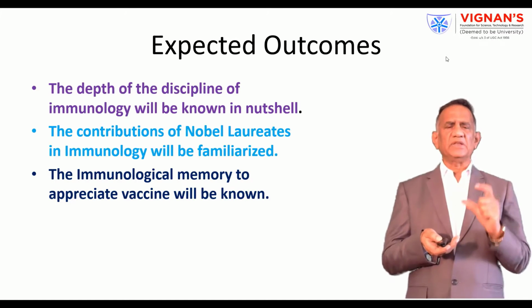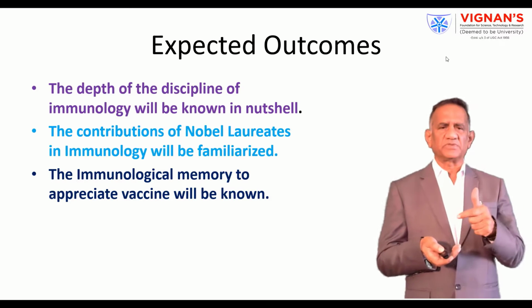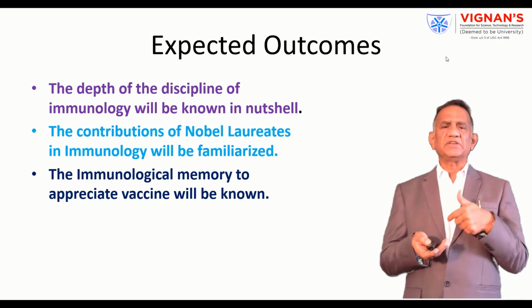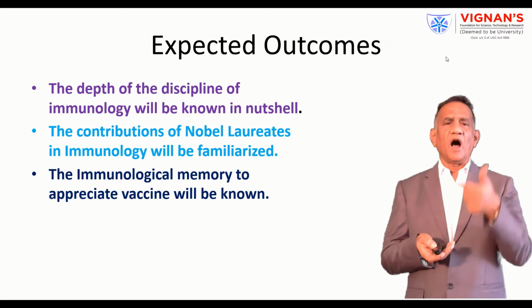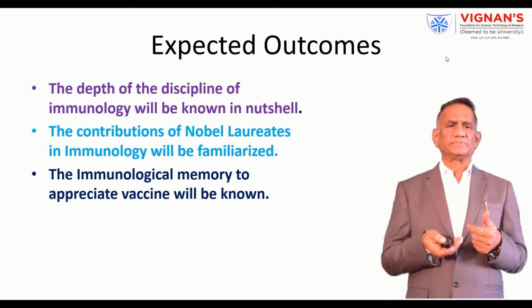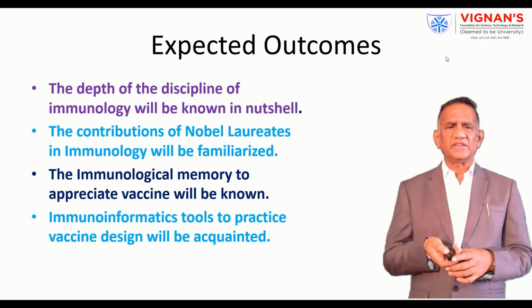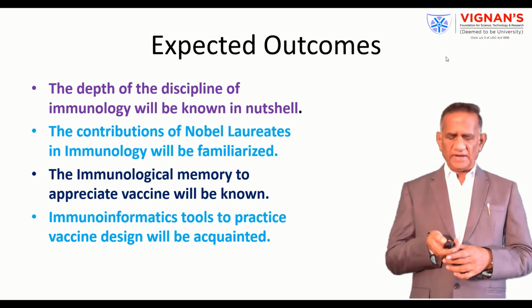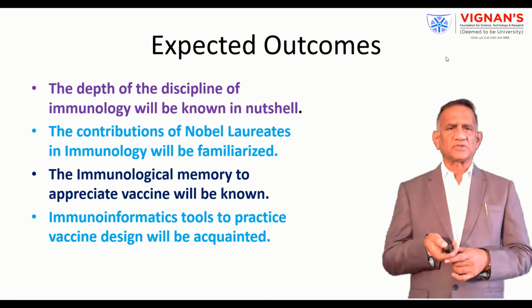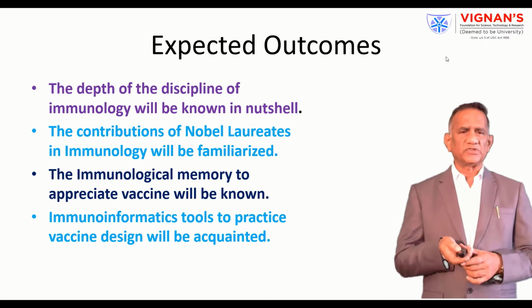Okay, so that antigen, once it is given, primes our immune system. As a result, immunological memory is being maintained. All those details will be known to our students. And again, immunoinformatic tools to practice vaccine design will be acquainted. That is the last expected outcome out of this topic.